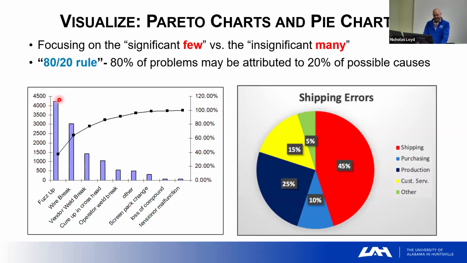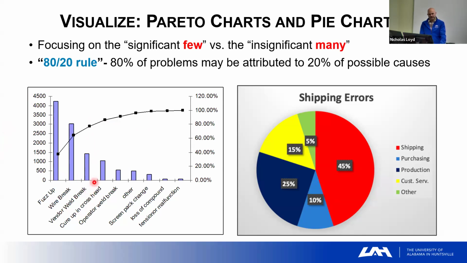So of the amount of time, just a fuzz-up out of 54 causes, just that one cause was about 40% of the total downtime. And if you added the second most common, which was a wire break, those two together were about 60 to 65% of the total downtime. And if you throw the third one in, you're right at 80%. So we can have 54 reasons but 3 of them account for 80% of the problems.